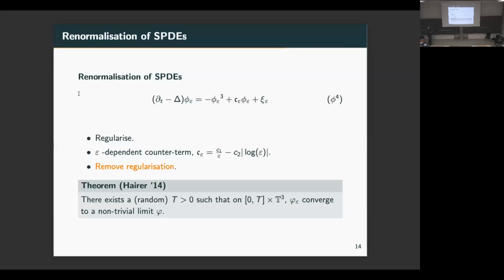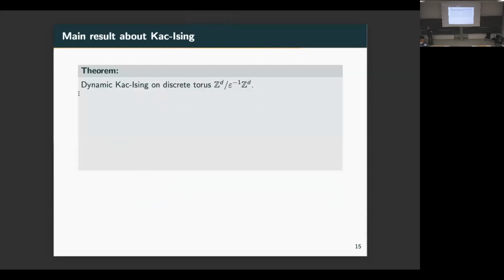So the result on Kac-Ising is in a sense the same. We look at the Kac-Ising model on a discrete torus, and we're going to choose the parameters exactly the way that I had already calculated on the previous slide. Of course, we do this only in dimensions 1, 2, and 3, because in 4 dimensions it doesn't work.